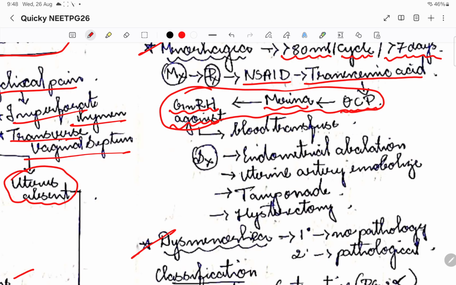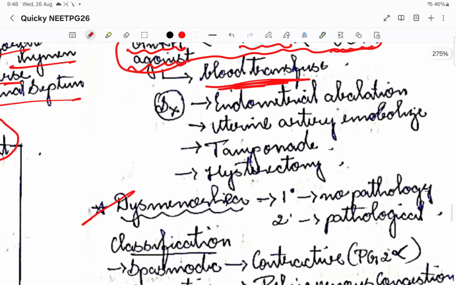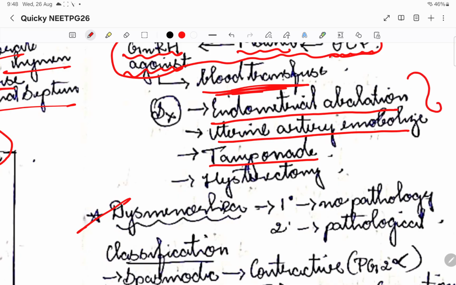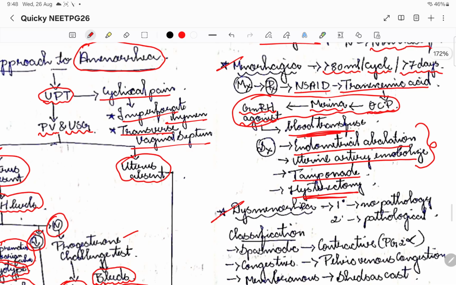Suppose there is too much bleeding, we are going to go for blood transfusion based on the HB levels, if needed. Then the surgical approach: if the bleeding is not getting controlled at all, we are going to go for endometrial ablation. If not, uterine artery embolization. We'll try tamponade also. If none of this is working, we are going to go for hysterectomy. So this is with respect to menorrhagia.